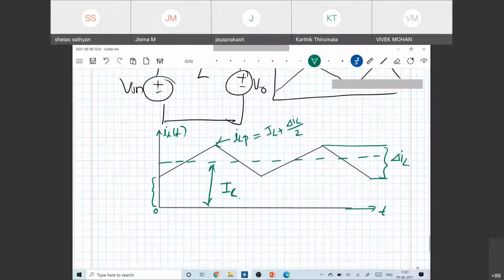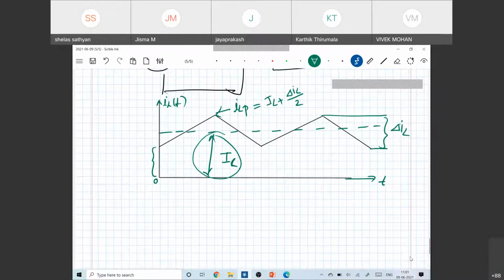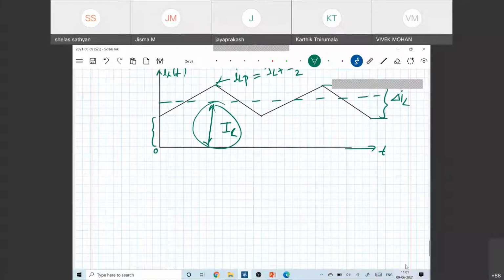So what is DC bias? DC bias means the DC current flowing through the inductor. This average value of the current is known as the DC bias current. And this DC bias current may cause saturation.